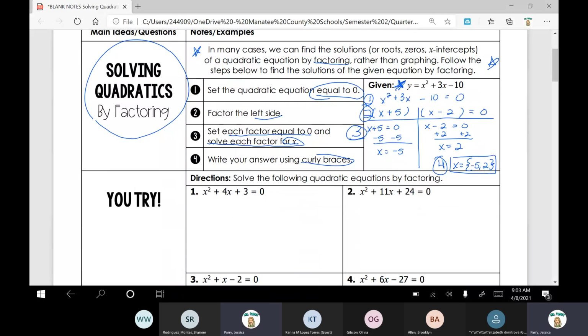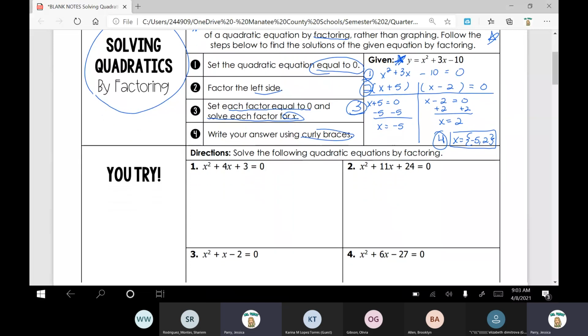Let's go through and do a couple of these together here. We're going to use those steps. It's going to make a lot more sense and be a lot easier to understand as we're actually doing it. This is very similar to just factoring like we did a couple weeks ago. You're just adding that extra step at the end where you set each factor to 0 and then solve, which we know how to do. It's just like solving an equation. So this should hopefully be a fairly easy topic today and tomorrow.